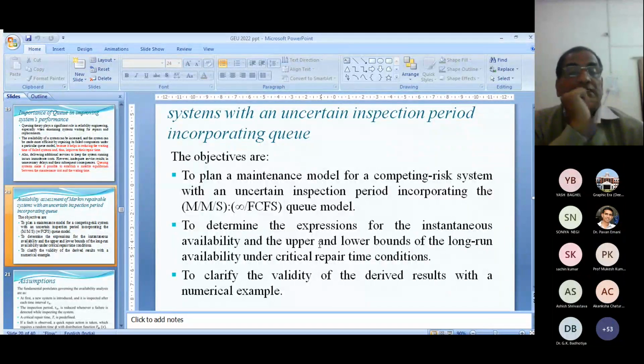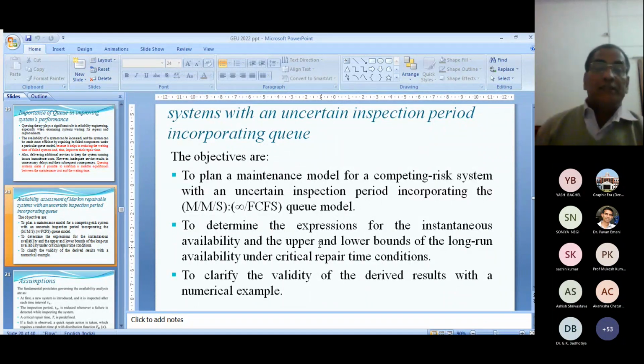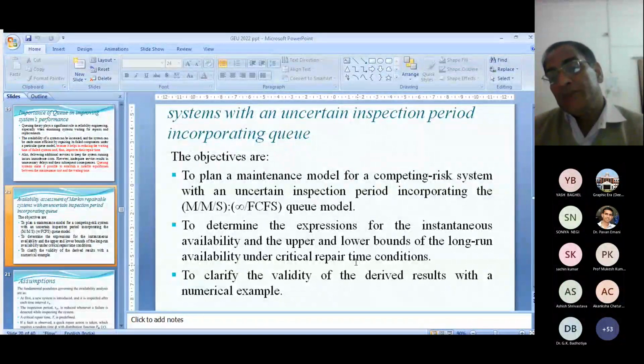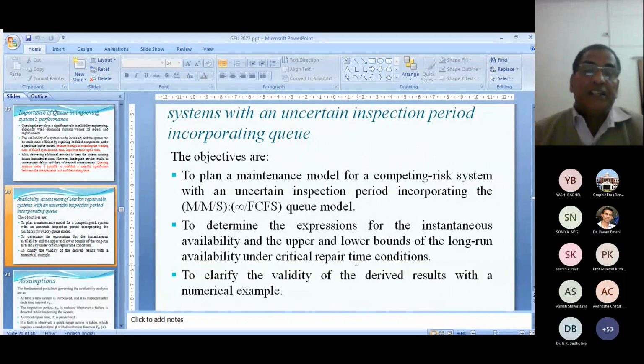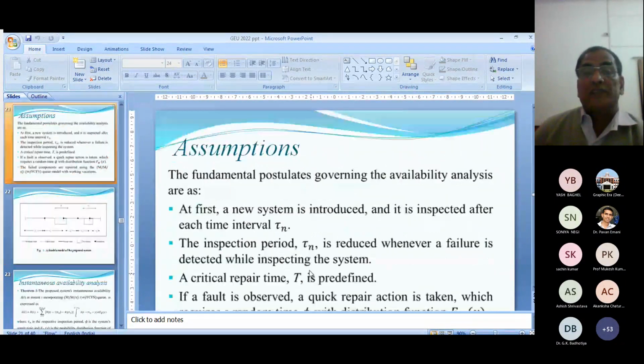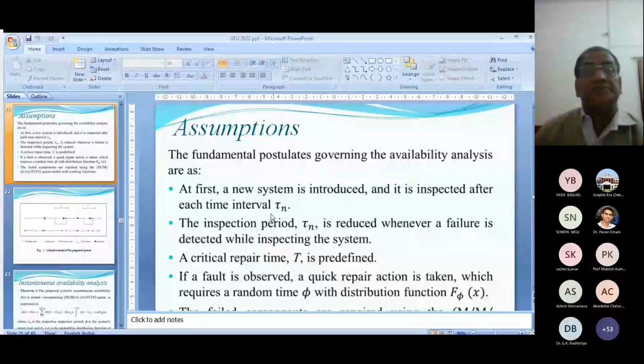With the help of that theorem, we get the upper and lower bounds of the long run availability under the critical repair time. The critical repair time here is a time that is fixed. If the system is repaired within that time, then it is said to be operable. If the repairing goes beyond that time t, then we have to go for replacement. The time t so fixed is designated as the critical repair time. To clarify the model, some numerical values will be taken at last.